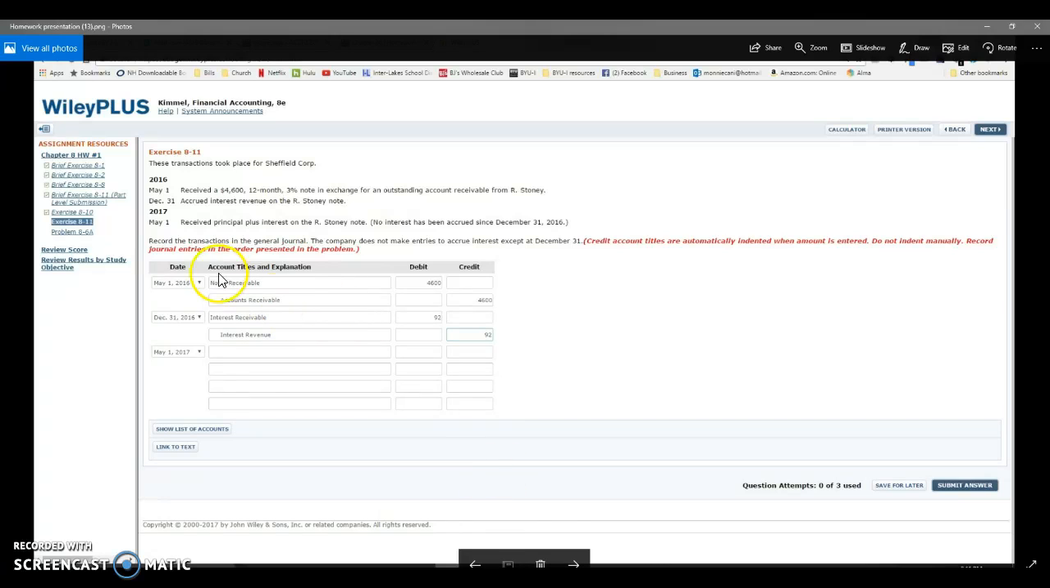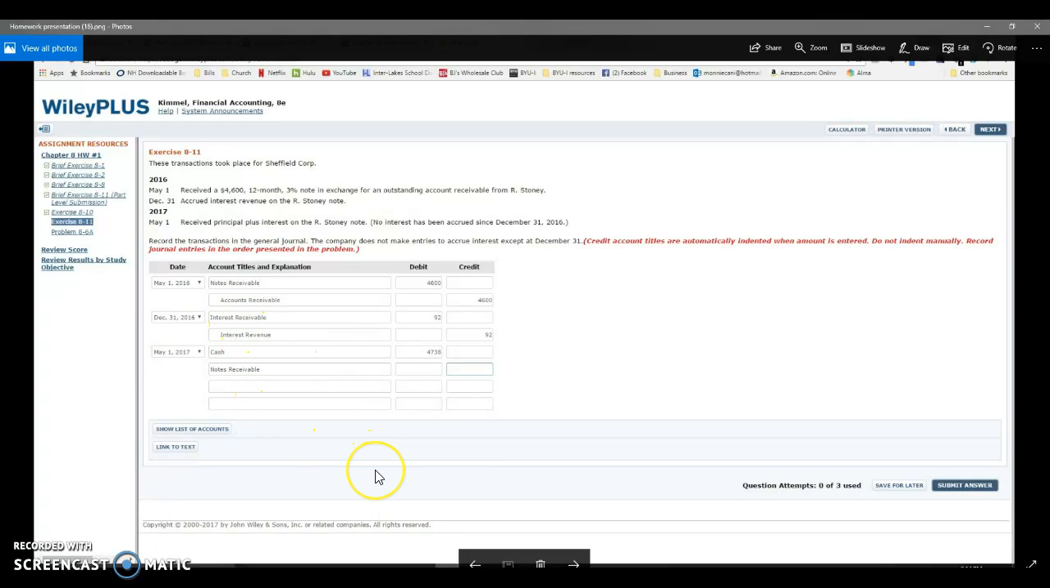Anyway, moving on. On May 1st, we're receiving the full payment. So this is going to be cash that we are receiving, and we debit cash because it's an asset that will increase it. And that is the full amount that we are receiving. So that's going to be the original amount of the note plus all of the interest. And we credit notes receivable because we want to decrease that account.